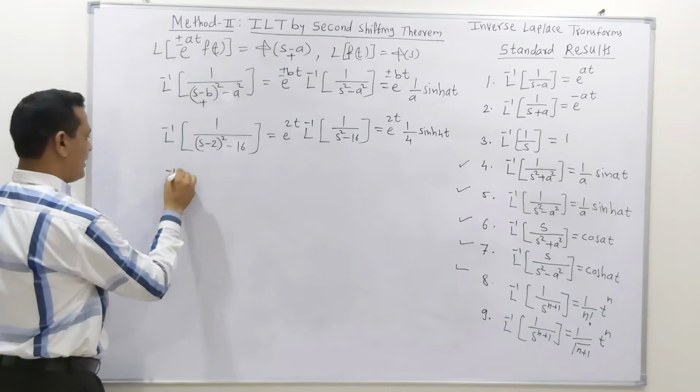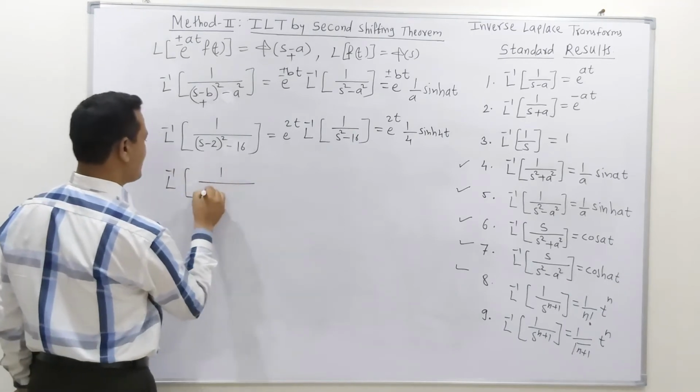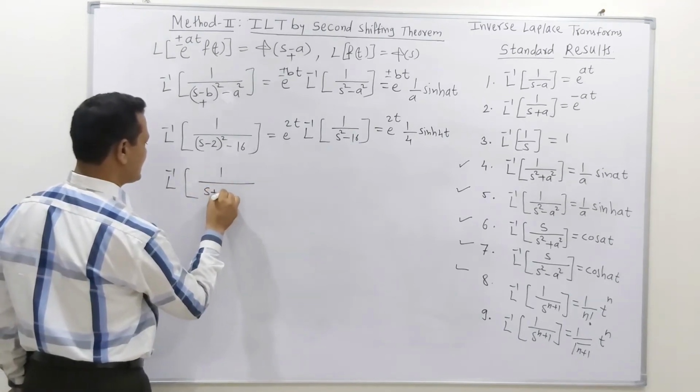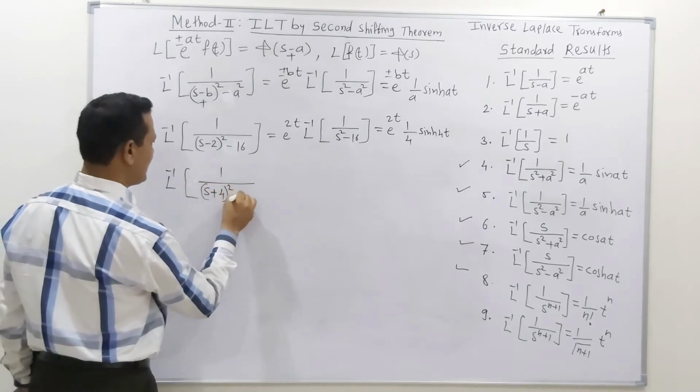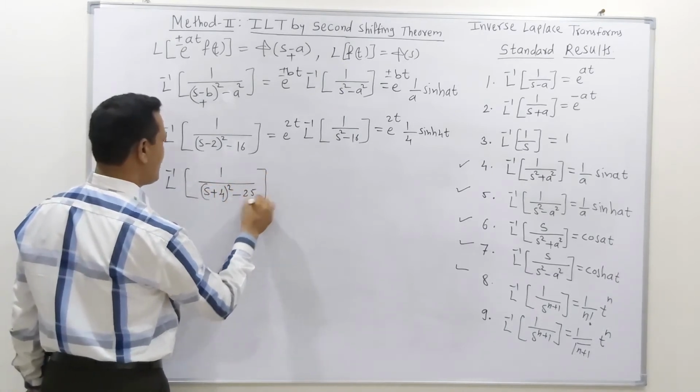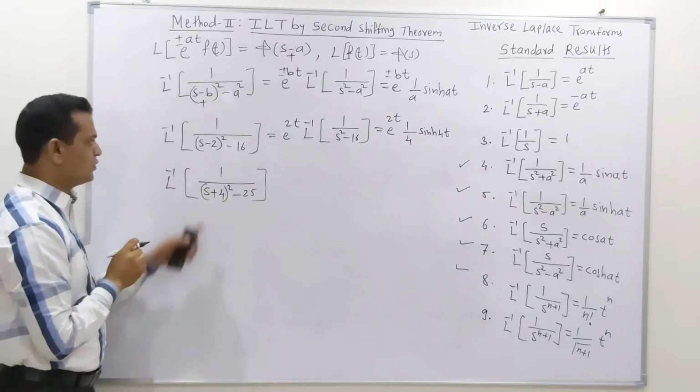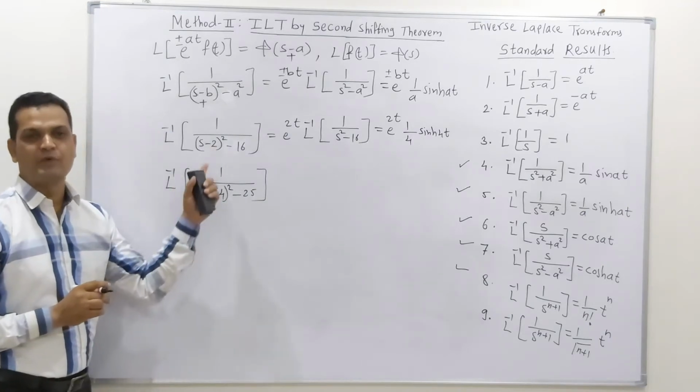Now again, inverse Laplace transformation of 1 upon (s plus 4) whole square minus, suppose this is 25. Now what is the difference between this example and the previous example?